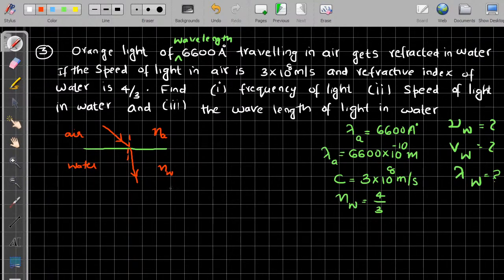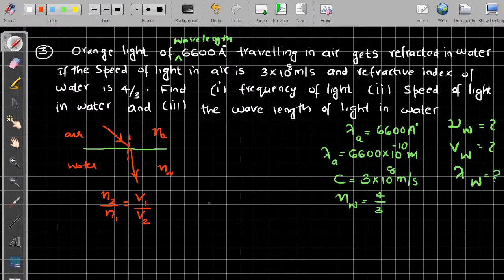Now what I can do is use the concept of relative refractive index, that is, the refractive index of the second medium with respect to the first medium is equal to the velocity of light in the first medium divided by the velocity of light in the second medium. This is the concept that I am going to apply.